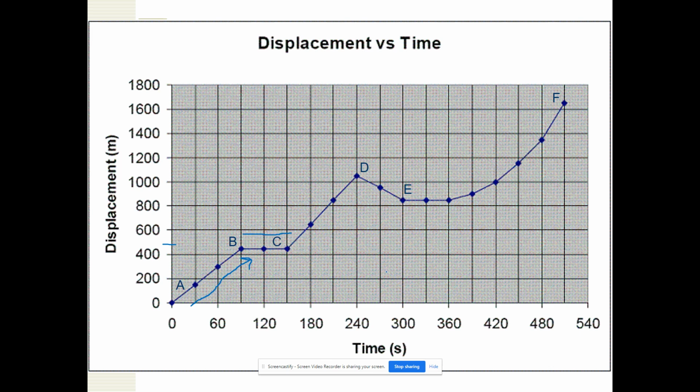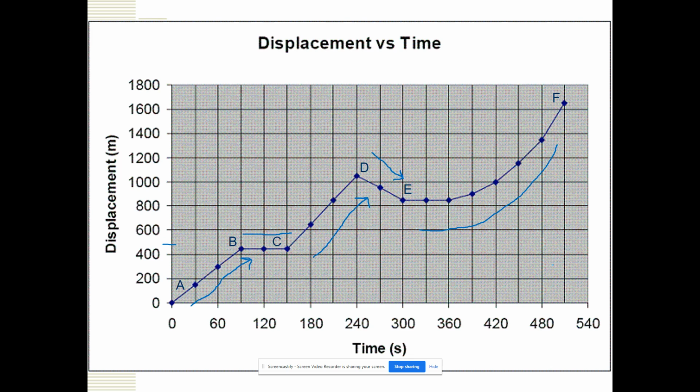Then we have another straight line going in the upward direction, just like this. So another positive velocity, constant. Here we've got a negative velocity, or a velocity going in the negative direction, and it's constant. And finally, between E and F, we have a curved line, which means that the velocity is constantly changing. And when that happens, we have what we call an acceleration.